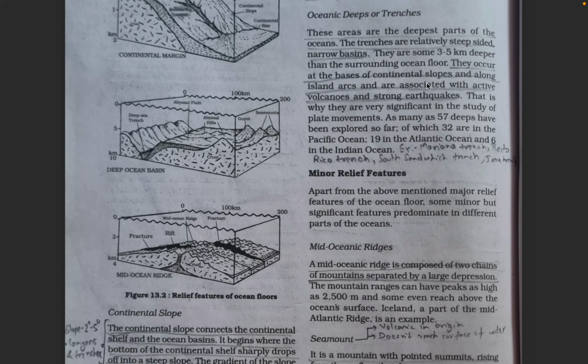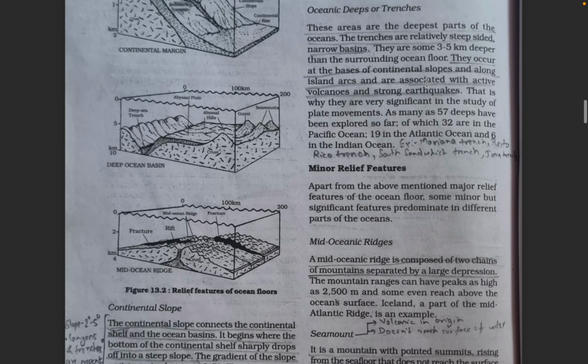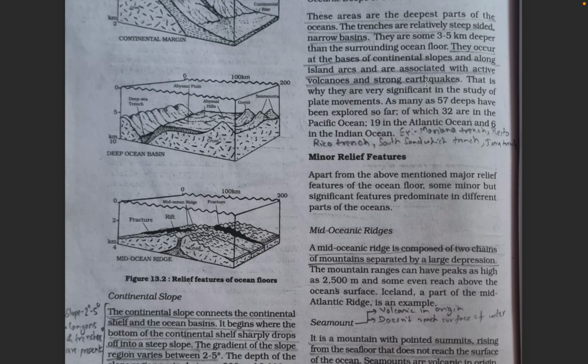This is a surprising fact: deep oceanic trenches are not found in the middle of the oceans, but are present at the continental slopes along island arcs, and are associated with active volcanoes and strong earthquakes. These are mainly formed because of the crushing of plates or the divergent boundaries formed by the plates. So these are mostly accompanied by earthquakes and volcanoes.